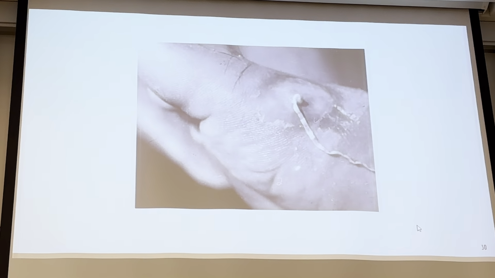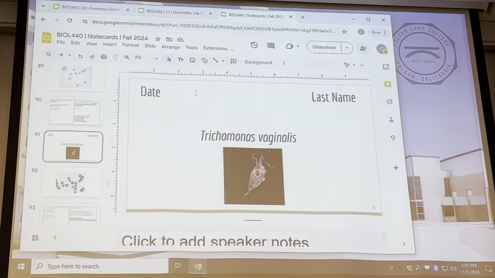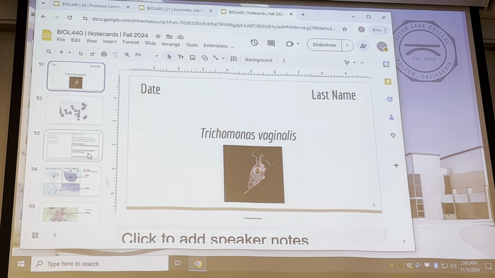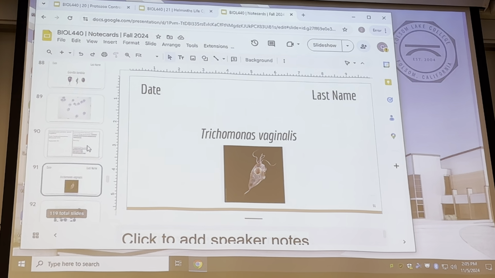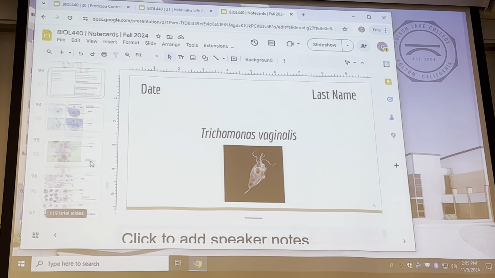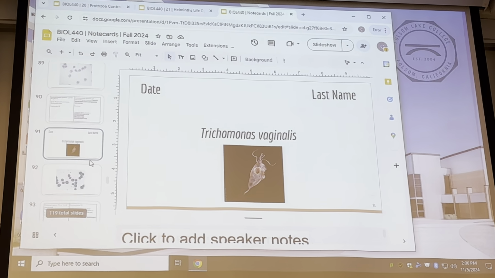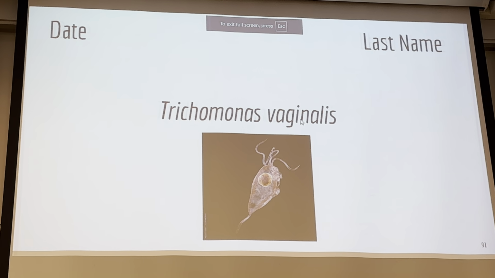Okay, so that is it. So we're going to do our note card. Did we do Trichomonas vaginalis? What did we do last time? We did Giardia. Okay, so we're still on protozoa. I think this is our last protozoa. I'm not sure if I did toxo last time, but okay. So here's Trichomonas vaginalis. This is our last protozoa.